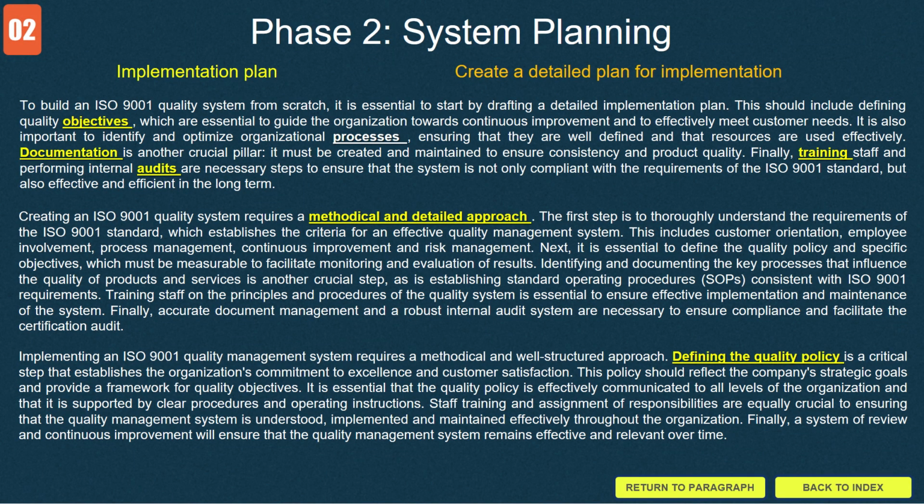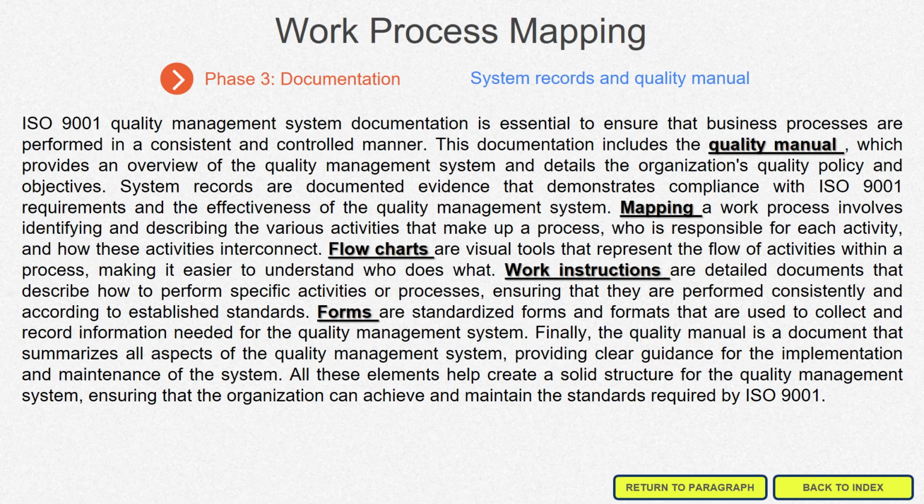Draft a detailed plan that includes defining quality objectives, optimizing processes, creating and managing documentation, training staff, and performing internal audits. Effective implementation ensures compliance with ISO 9001 and supports continuous improvement. Document your quality management system with a quality manual and system records. Use flowcharts to map processes, work instructions for consistency, and forms to record information. This structure ensures compliance and provides clear guidance for all involved.